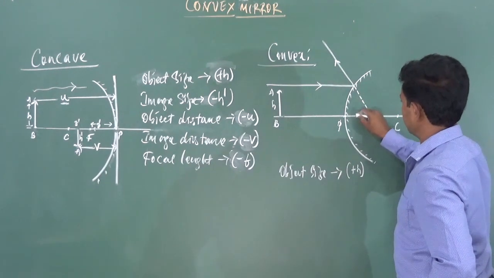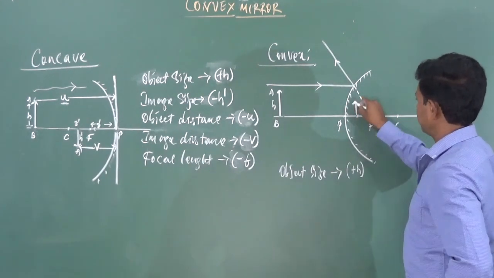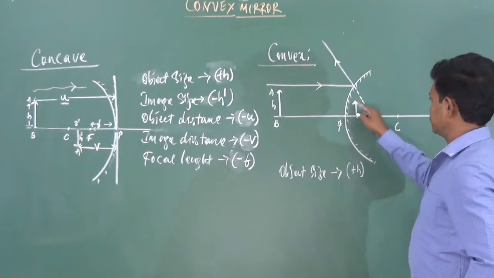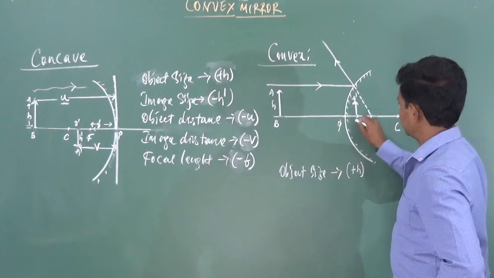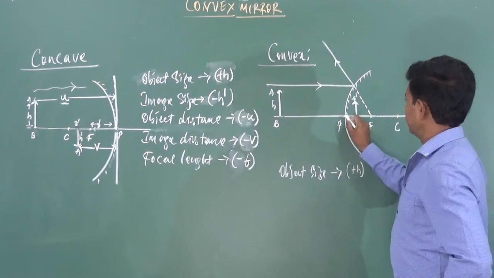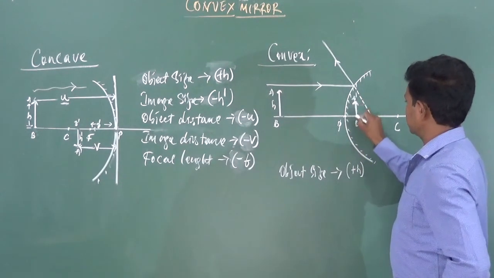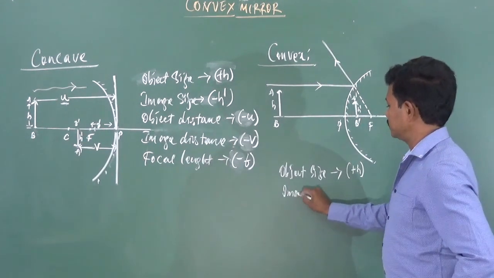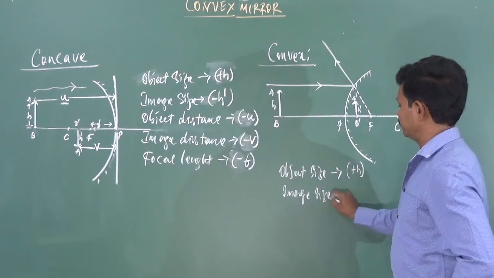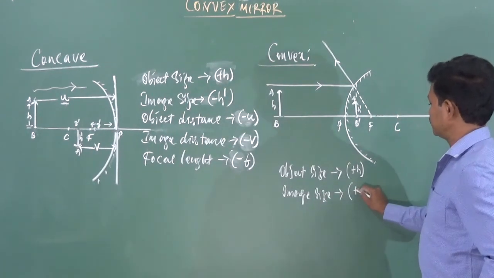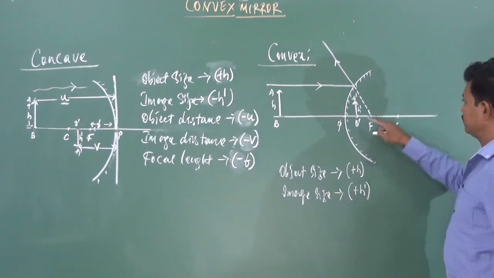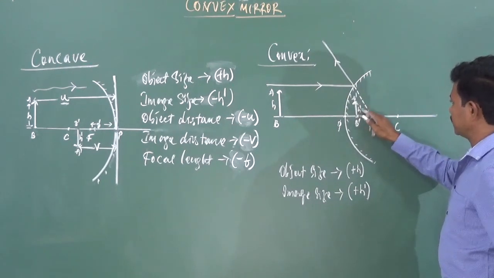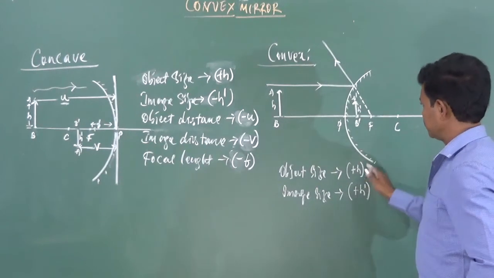So we know that in case of convex mirrors, images are virtual, erect and diminished, which is formed behind the mirror. So this is the image formed. Let us take it as A dash and B dash. This is the height of the image or the size of the image, so this is h dash. In this case, image size is taken as plus h dash, because here we are measuring this height above the principal axis.